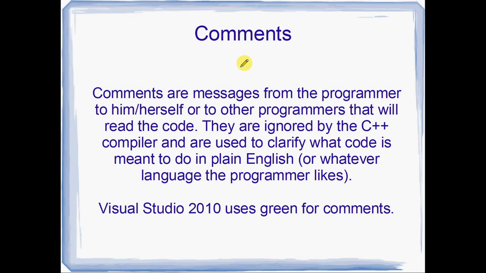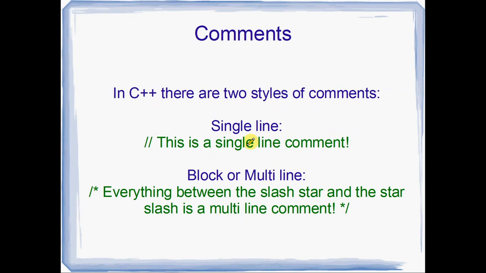Okay, so basically comments in C++ are messages from the programmer to the programmer. They're completely ignored by the C++ compiler, and they're only used to clarify exactly what the code is doing in your language. Visual Studio 2010 colors comments green.